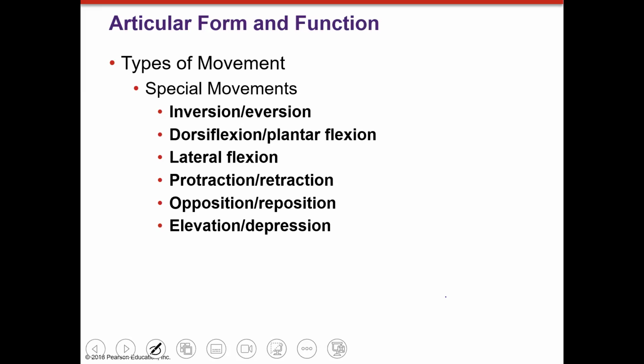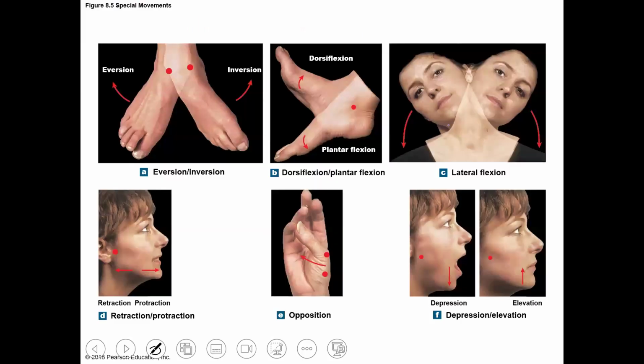So we see special movements like inversion and eversion, dorsiflexion and plantar flexion, lateral flexion, protraction, retraction, opposition, reposition, elevation, and depression. Just starting to look at what these words look like right now, and we'll go into it right here.